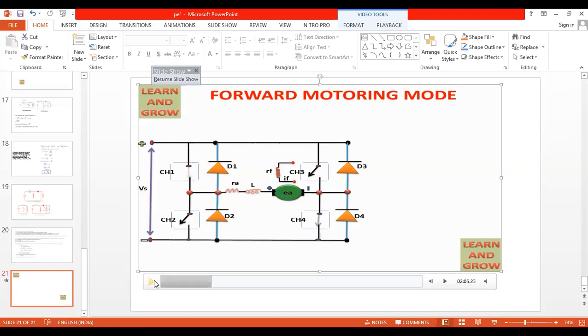Now what is the statement? Case 1, when the supply is on with CH1 and CH4 turned on, the direction of the current starts from V plus to CH1, CH1 to the load, and load to CH4. You should show the direction of the current in the examination, in 4 different circuits.